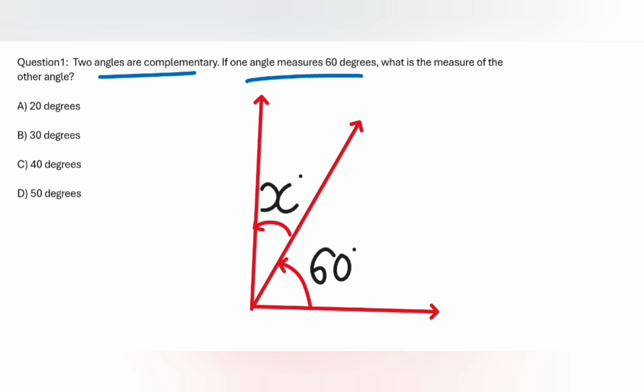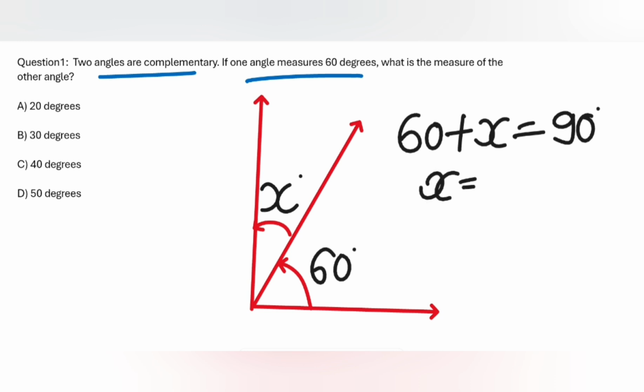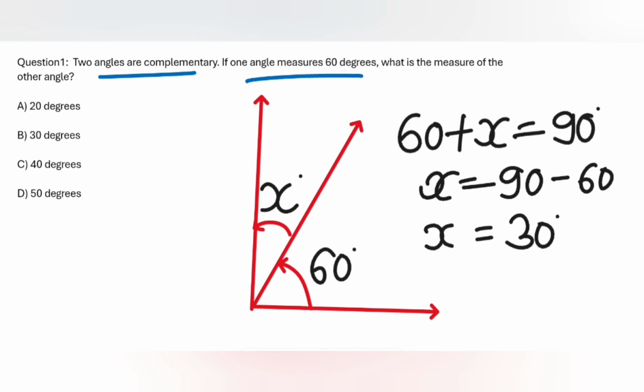So as you know, the sum of two angles, 60 plus x, is equal to 90 degrees. So as per the complementary angle statement, if we add up two angles, the resultant angle will be 90 degrees. So here x is equal to 90 minus 60. Alright, so x is equal to 30 degrees, right? So 30 degrees, option B is the right one. Okay, let us move on to the next question.